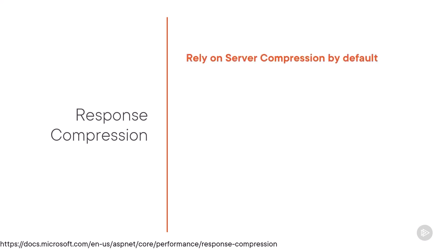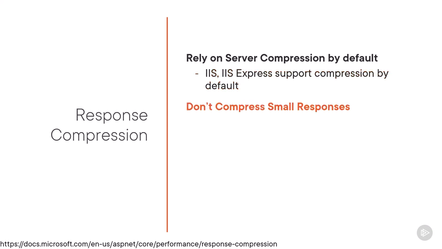By default, you should rely on your web server implementation for compression, since these will generally be faster than compression you can perform using middleware. IIS and IIS Express support compression by default. If you are going to implement compression yourself, you need to avoid compressing small responses, since the overhead to perform that compression makes it not worthwhile, and in fact some algorithms may result in compressed results that are larger than the original value. Generally, you want to avoid compressing responses that are less than 1,000 bytes to begin with.